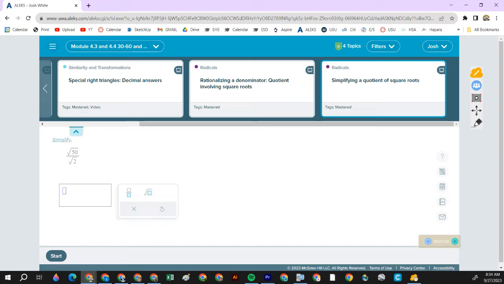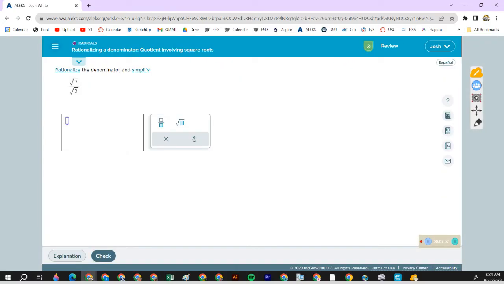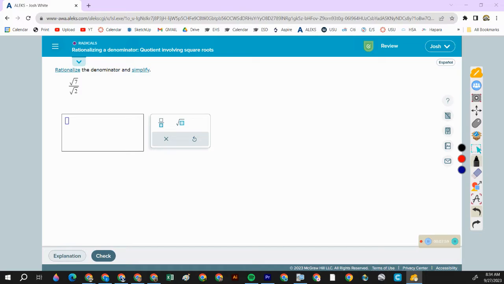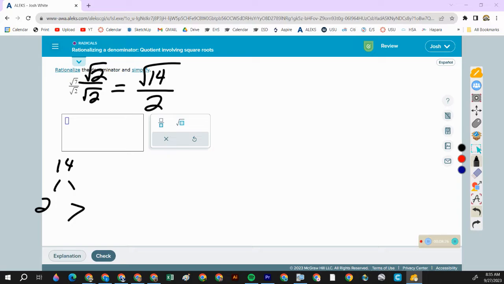Okay, next one. Same idea here. Multiply by the square root of 2 over the square root of 2. The bottom just becomes 2, and the top becomes the square root of 14. What goes into 14? 2 and 7. Do we have any pairs? So we have 14 is 2 and 7. Can I circle anything? No. So the answer is just root 14 over 2.